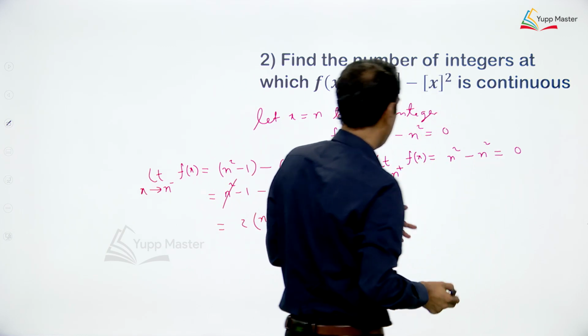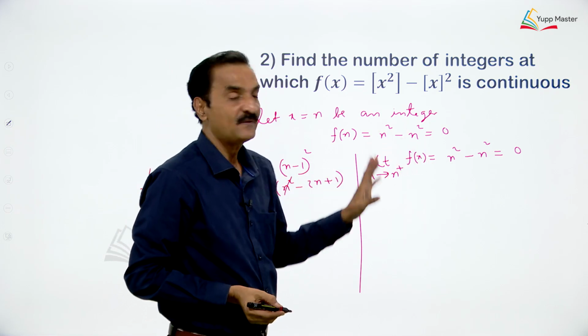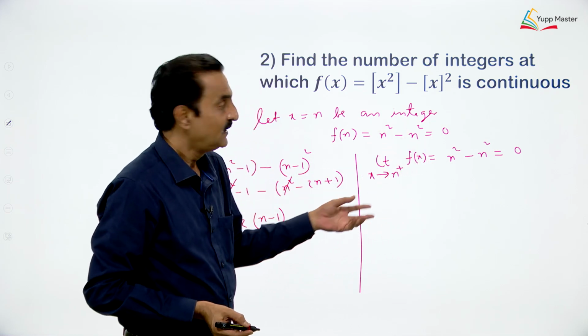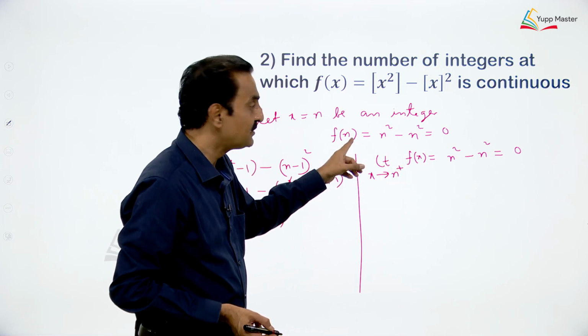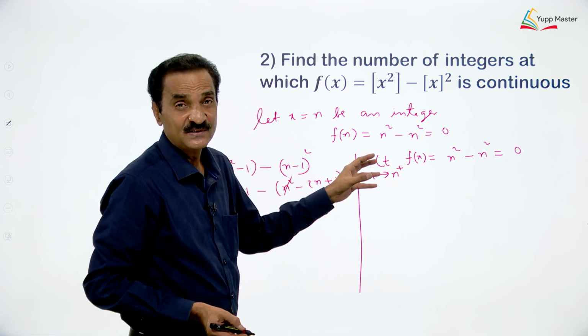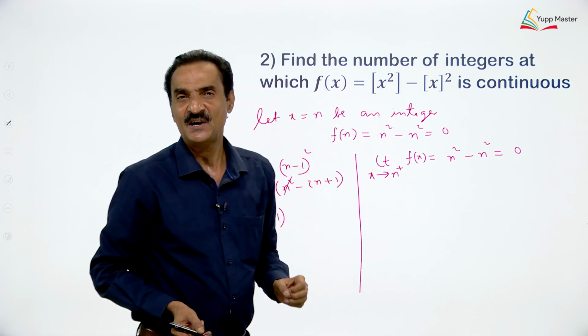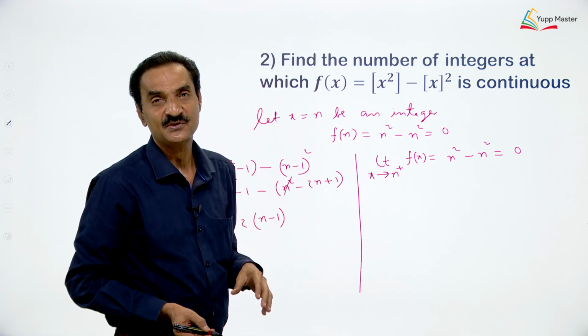it is 0. So, the right hand limit is always 0 for any value of n. It is equal to f of n. The right hand limit is equal to f of n. That means it is always right continuous. At every integral value, it is right continuous.